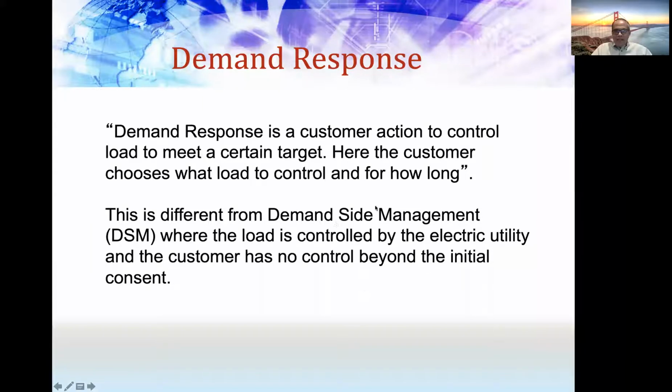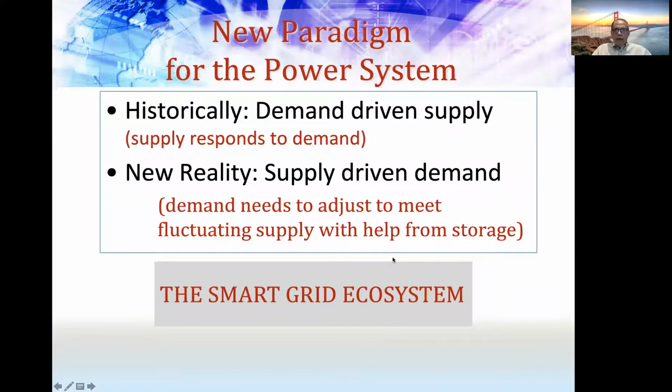So this is demand response, where the customer decides how long and which appliance is turned off. Now we have a situation I call the new paradigm. Historically we call it demand-driven supply. Demand is the independent variable, meaning the power company makes a load forecast for 1 year, 5 years, 10 years. Based on that forecast, they build power stations to meet the demand as load grows. That's been going on for many, many years.